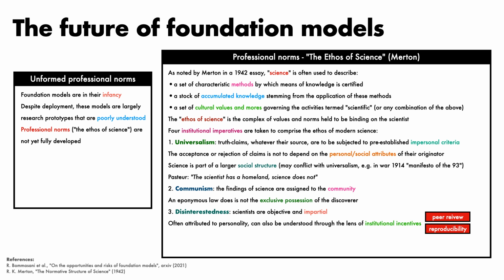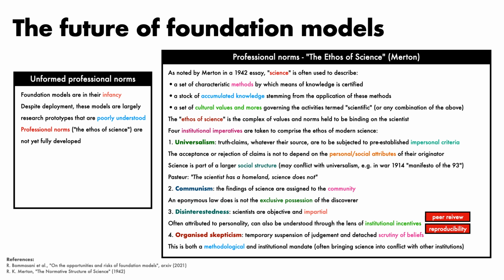Finally, organised skepticism, and in particular the temporary suspension of judgment and detached scrutiny of beliefs, plays a key role in the ethos of science. This can be thought of as both a methodological and institutional mandate, and often brings science into conflict with other institutions, as Galileo discovered at some personal cost.